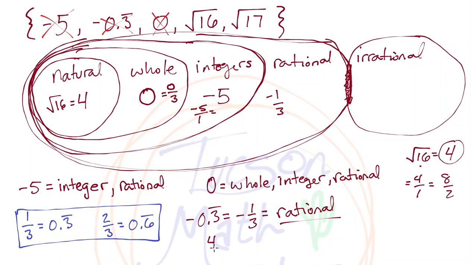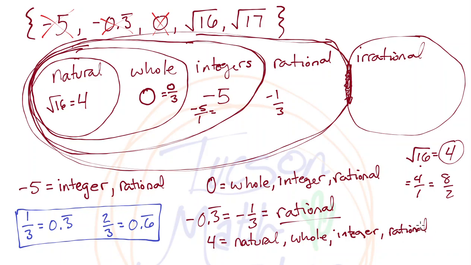So 4 is natural, which means it's also a whole number and an integer. There I go again, having trouble writing the word integer. Just don't want to put the E and the G together, and it is a rational number.